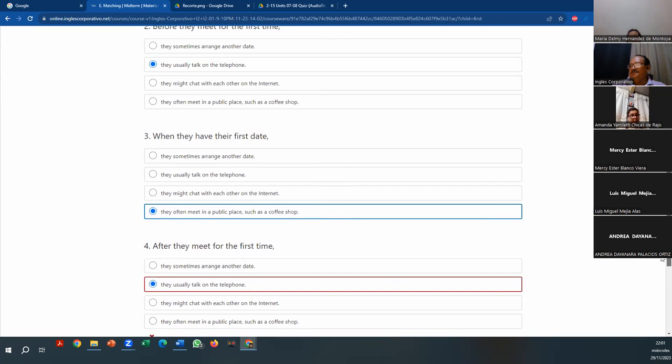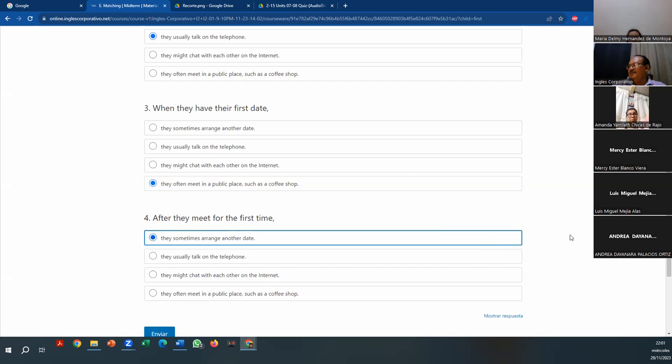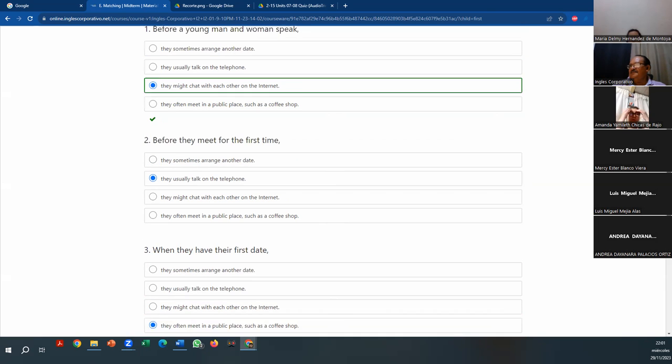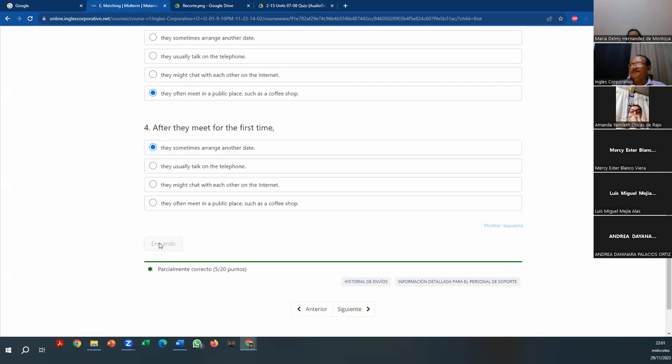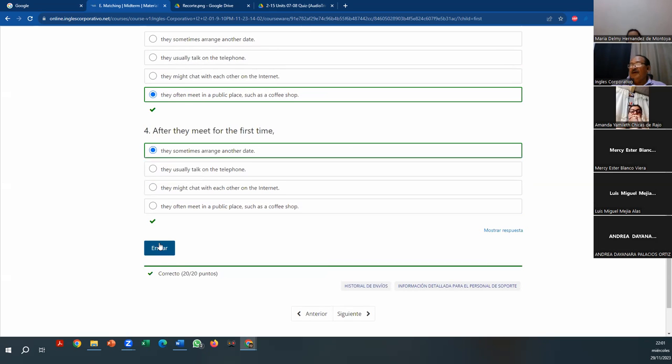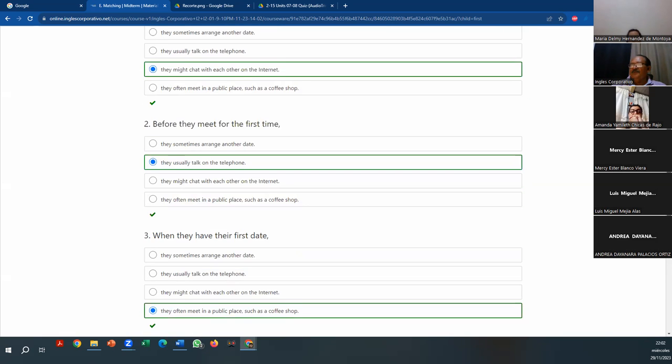And this one? After they meet for the first time, they sometimes arrange another date. That's the first one, right? No, it's okay. They might chat. Oh my God, look. All of them are right.